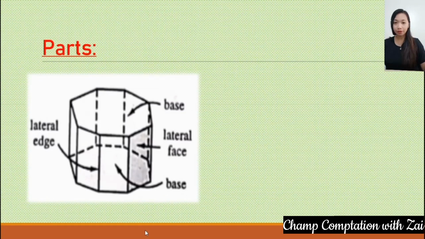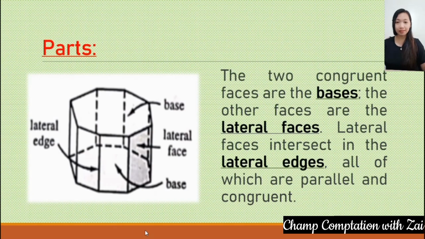So the parts of the prism are shown in the figure. As you can see, the two congruent faces are the bases. The bases can be found either in the upper part or the lower part. The other faces are called the lateral faces. These are the faces on the sides. Lateral faces intersect in the lateral edges. So this is the intersection of all the lateral faces and all the faces which are parallel and congruent.